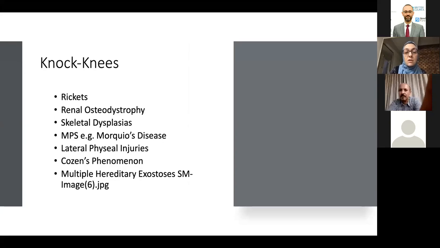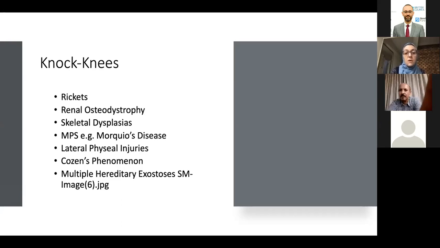Causes of pathologic valgus include rickets, renal osteodystrophy, which is of course a combination between rickets and hyperparathyroidism, skeletal dysplasias like mucopolysaccharidosis, Morquio's disease, lateral physeal injuries, and malunited fractures. Cozen's phenomenon is a fracture of the proximal tibia alone, which results in valgus drift of the proximal tibia. This is usually a self-limiting problem, although I've seen cases that needed further correction, but mostly they resolve without treatment.